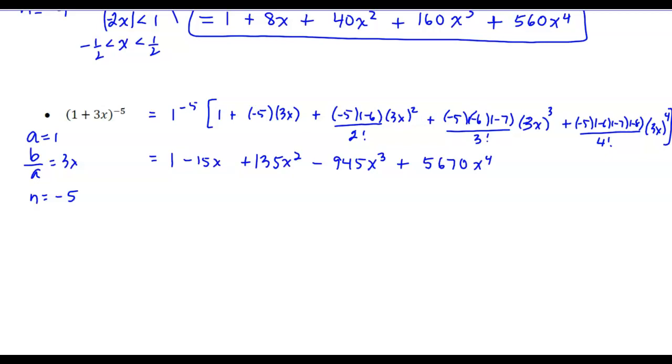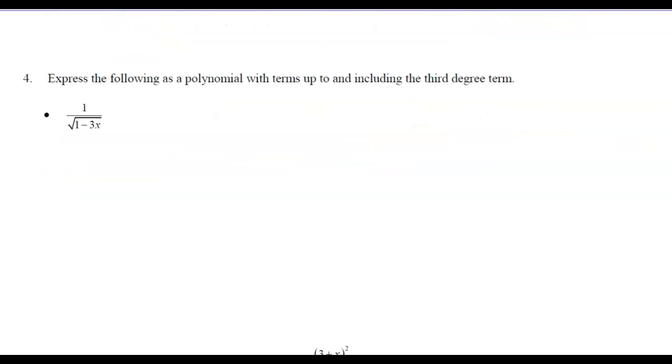All right, so turn over to the next page. This now has rationals that are fractions. Okay, so express the following terms up to and including the third degree term. So I would show this as a power, so that would be an exponent of -1/2. So now your a value is 1, b over a is -3x, n is -1/2.